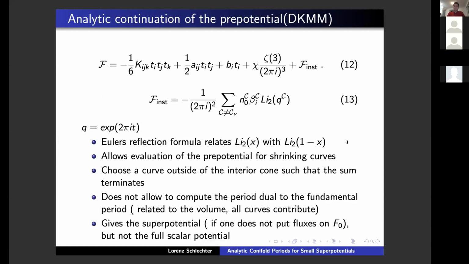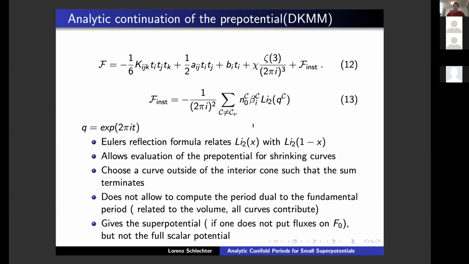Now to the method of DKMM, which is just using the properties of a polylogarithm appearing in the prepotential. At the LCS point, the prepotential is known since a long time, since back to Candelas, to be given by a cubic polynomial, the zeta(3) correction, and an infinite instanton series. This instanton series can actually be written as a sum over curves and a certain polylogarithm, here the dilogarithm. And now again, we can use Euler's reflection formula to relate the dilogarithm at x to the dilogarithm at 1 minus x, and therefore getting rid of all these divergences and doing the analytic continuation.